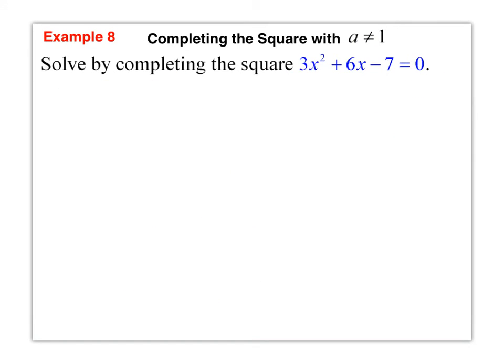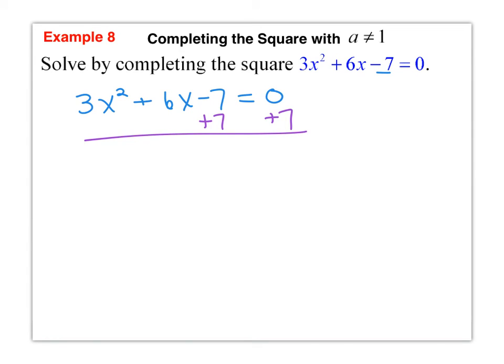All right, let's use example 8 and use the method of completing the square to solve this quadratic equation. Let's begin with the equation, writing it so that we have the x terms on one side of the equation and the constant term, that negative 7, on the other side. We can add 7 to both sides, and then we get 3x squared plus 6x on the left side and 7 on the right side.